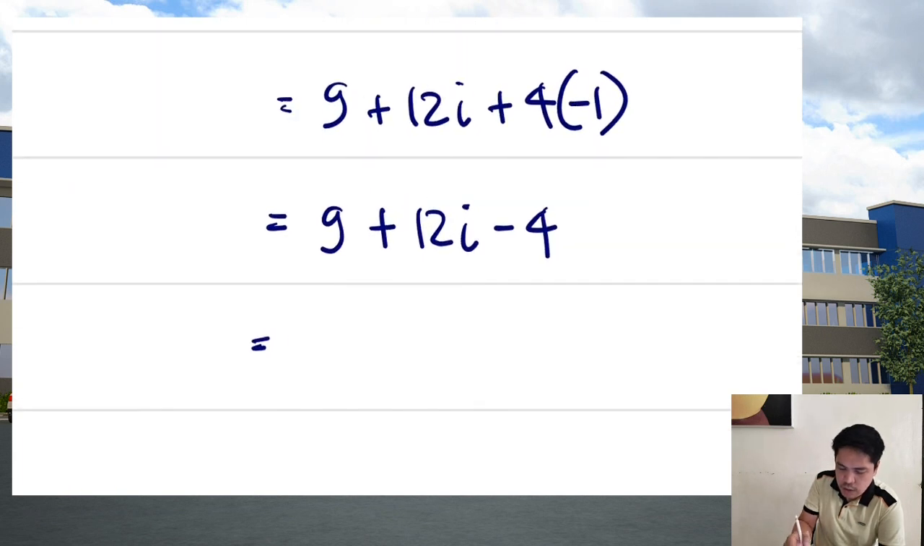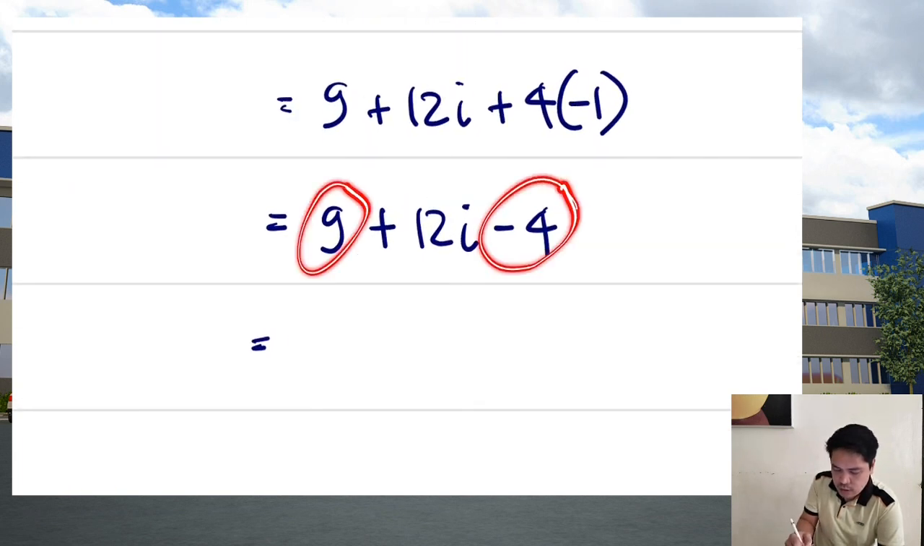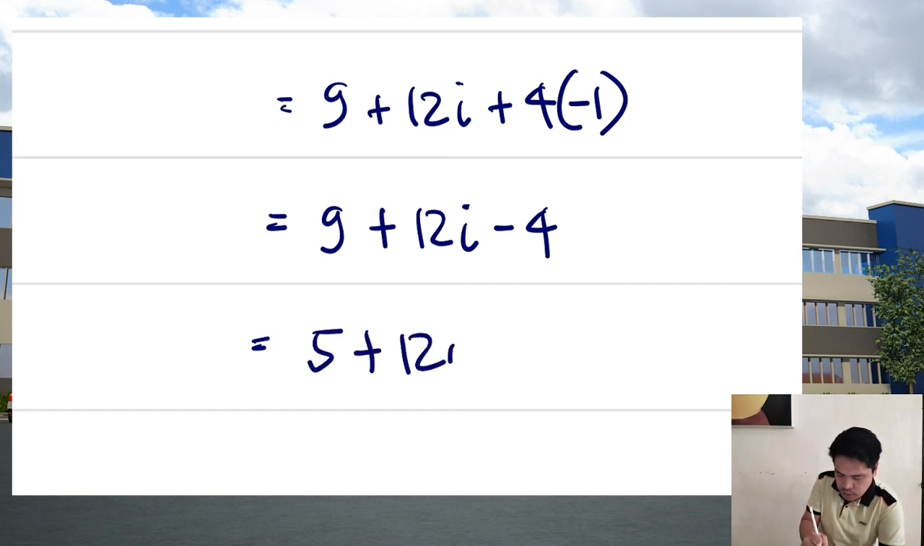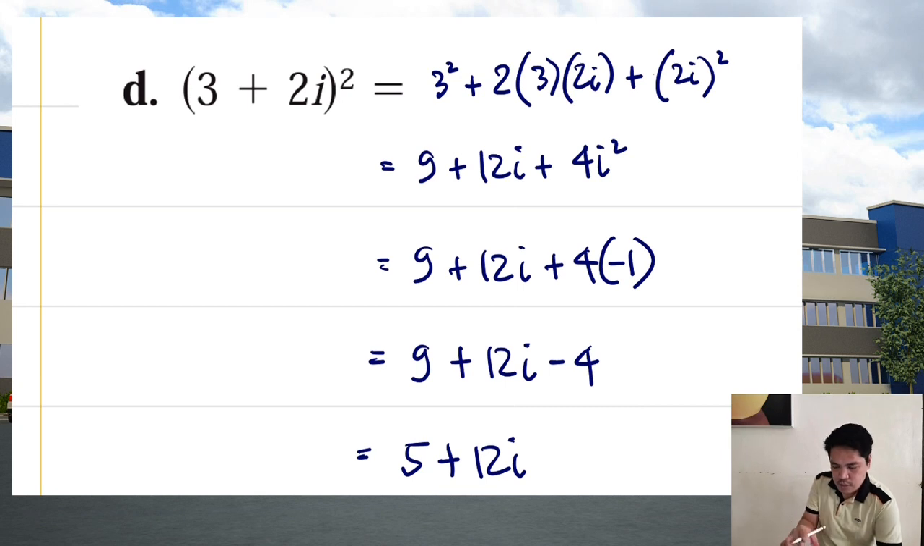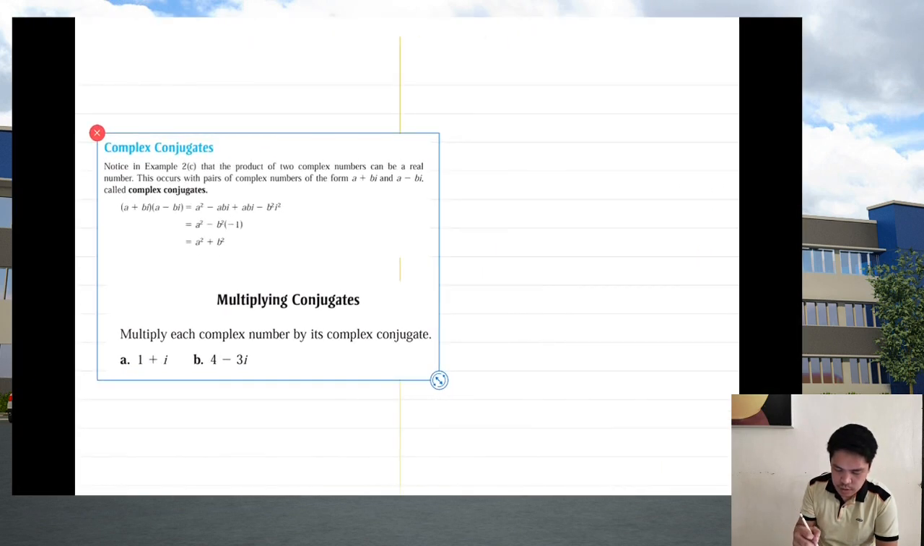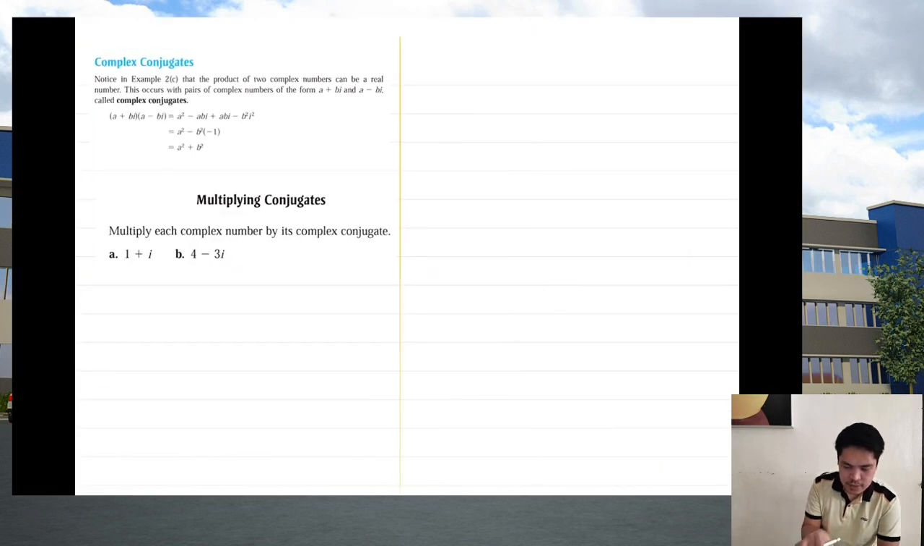And again, combine the real part, 9 and negative 4. So that would be 5 plus 12i. So the result is just 5 plus 12i. This is the square of 3 plus 2i. That's it. Let's continue. Let's try to take a look at this complex conjugates.